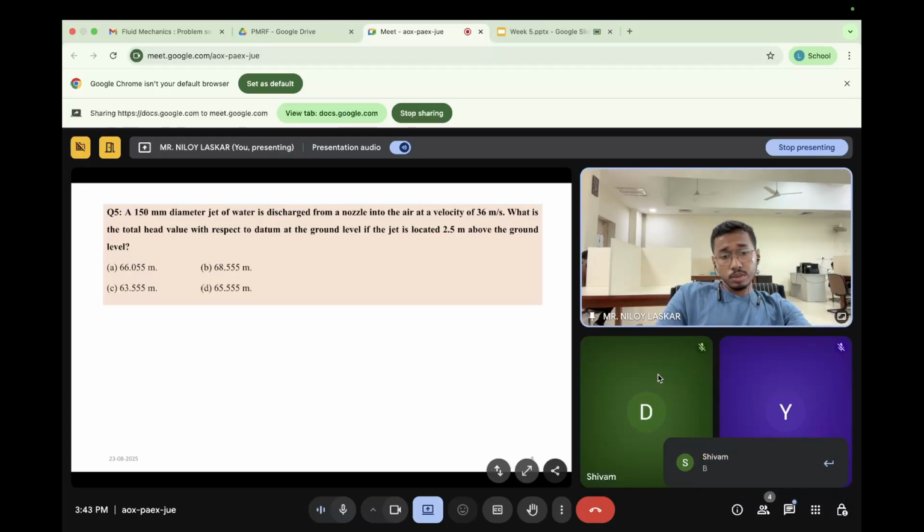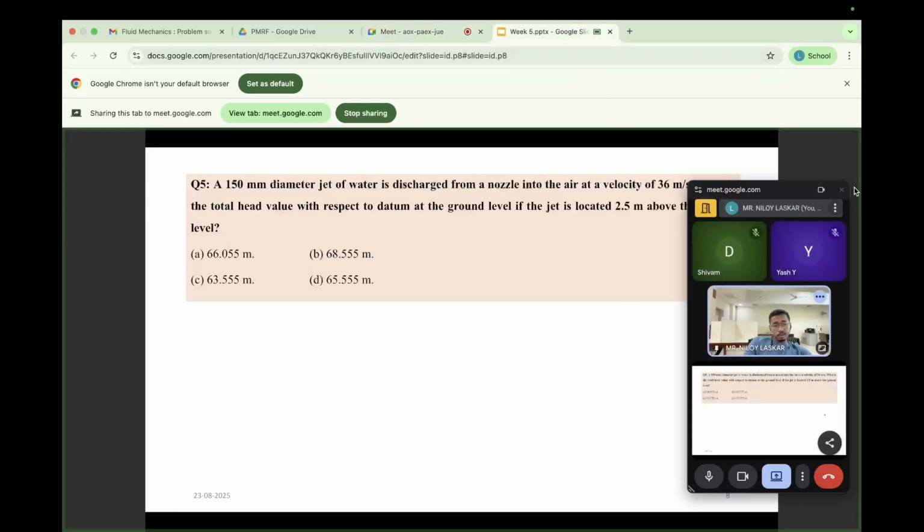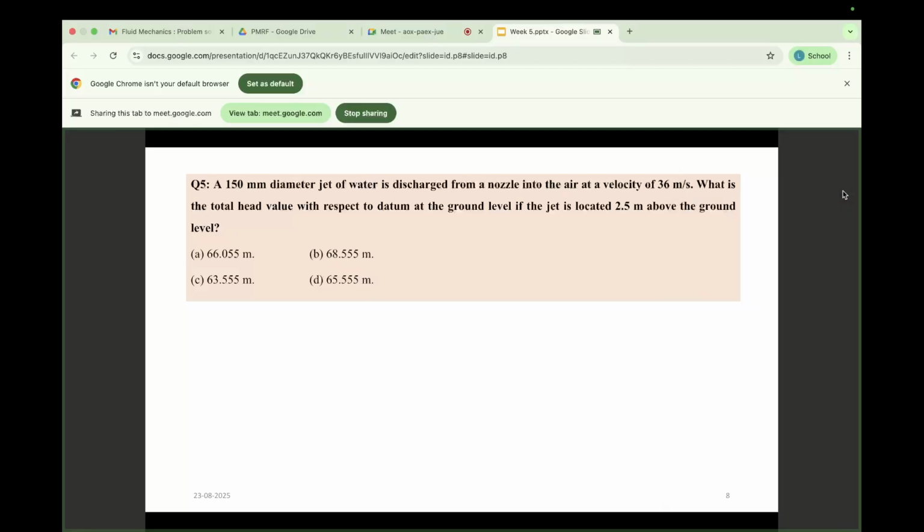So Shivam has responded option B, and Yash A. So let us see which one is correct. So it's good that you are responding.